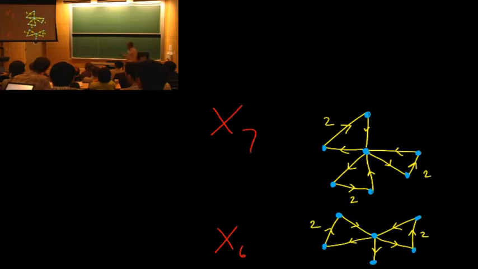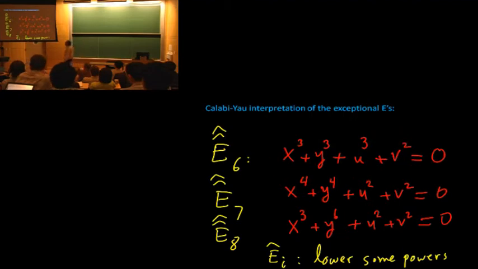And finally, the X6 and X7 are these 2 cases. So X7 has 7 nodes with these degeneracies 2 and these outer links and 1 everywhere else. X6 looks like a subquiver here where you just get rid of one of these nodes, basically. So X6 can be viewed as a deformation of X7, but this X7 is kind of left over there. Now we interpret these exceptional cases.